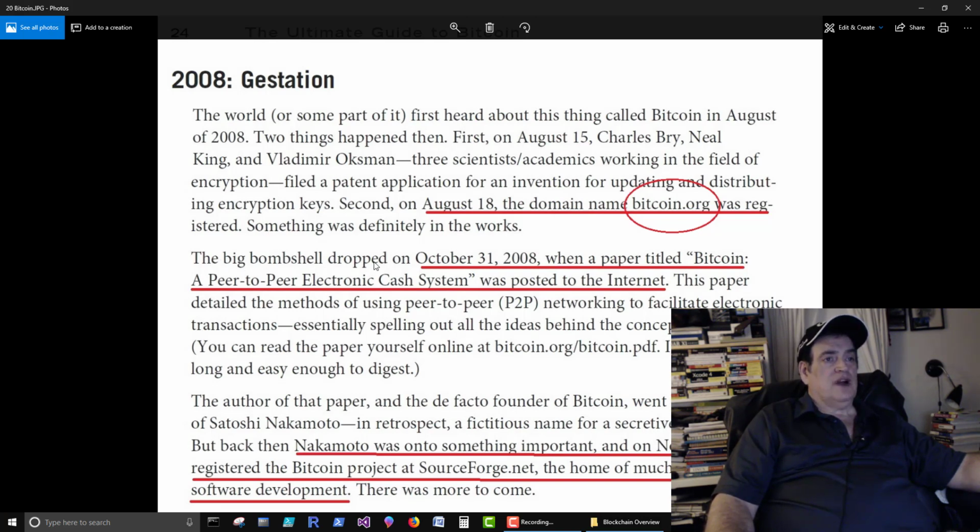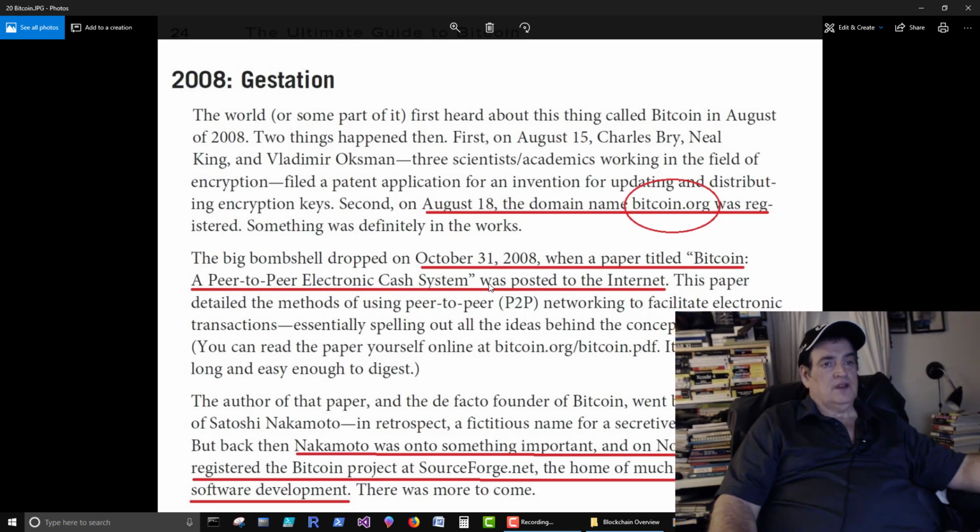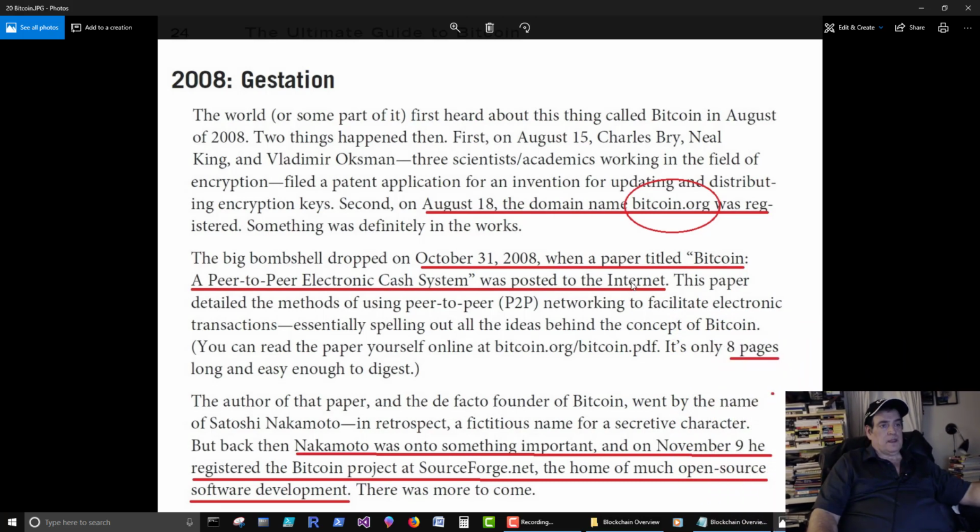The big bombshell dropped on October 31st, 2008, when a paper titled Bitcoin, a Peer-to-Peer Electronic Cash System was posted to the internet. 8 pages. So here Satoshi was on something important, and on November 9th he registered the Bitcoin project at sourceforge.net, the home of much open source software development. So that's how it all got started.